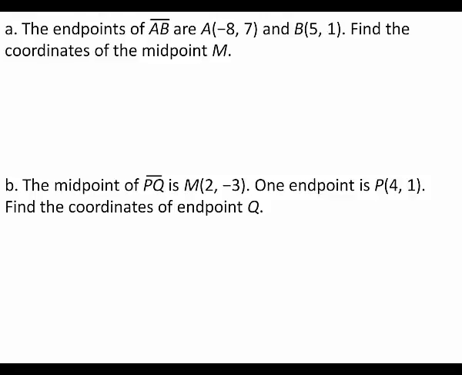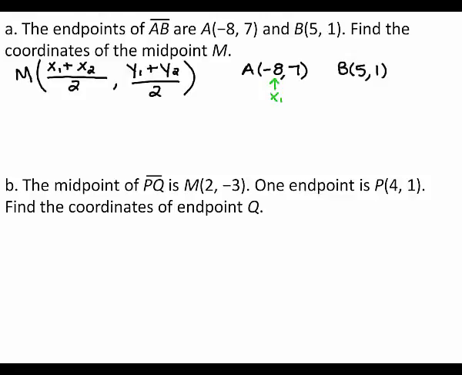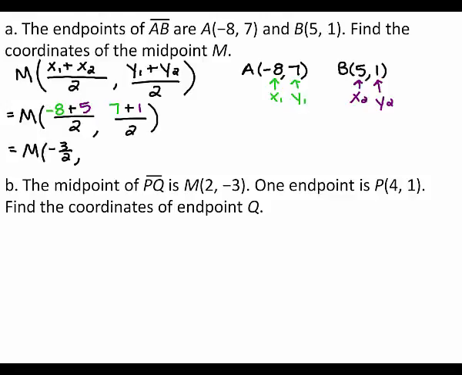In part A, to find the coordinates of the midpoint M, you can use the midpoint formula. Let x1 equal -8, y1 equal 7, x2 equal 5, and y2 equal 1. You can substitute these values into the midpoint formula. When you simplify, -8 plus 5 gives you -3, and 7 plus 1 gives you 8. 8 divided by 2 gives you 4. So, the coordinates of the midpoint of segment AB are (-3/2, 4).